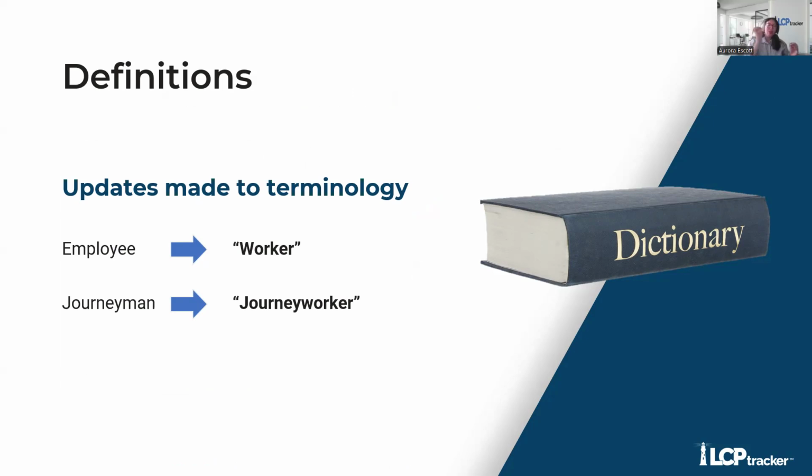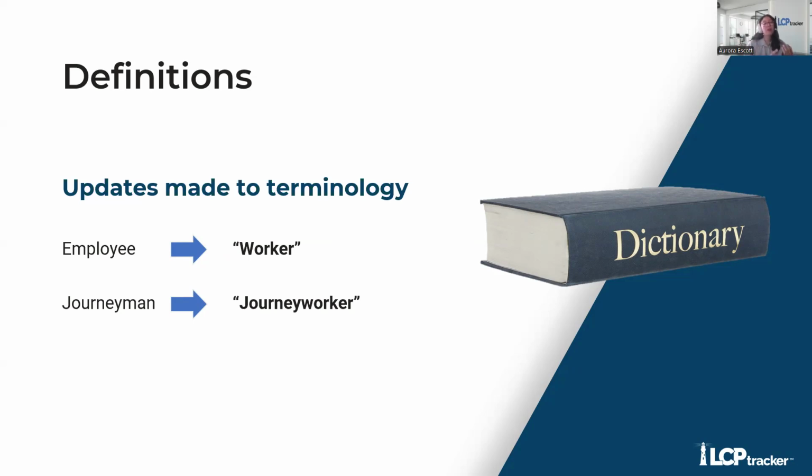So we got to remember that the Davis-Bacon Act was written almost over 90 years ago at this point. It was an old law that had outdated verbiage. They spoke a little more formally and spoke a little differently. So now, in an effort to be a little bit more gender neutral and to clarify responsibilities, certain definitions and terms were updated.